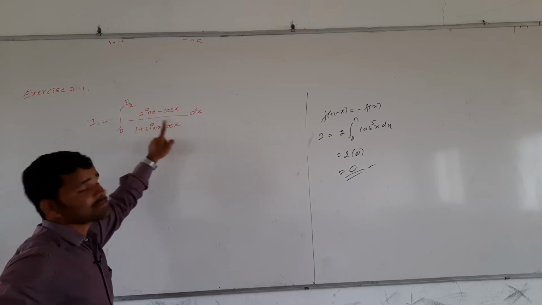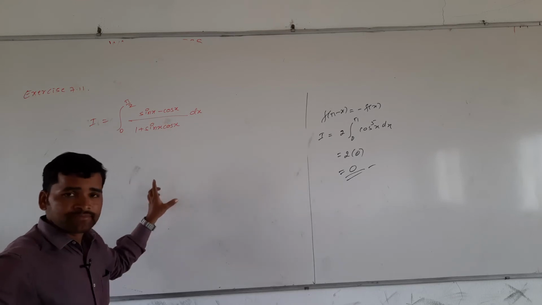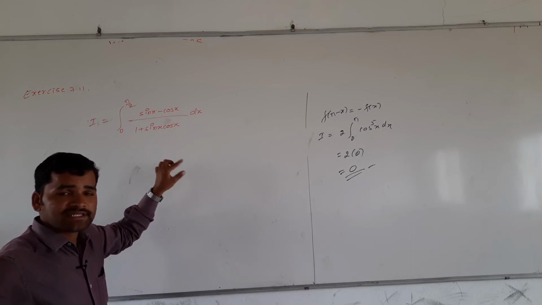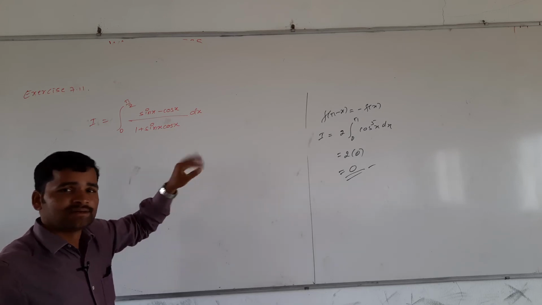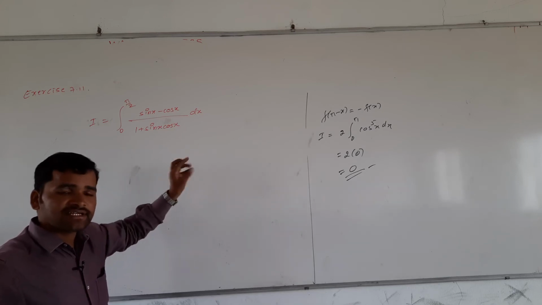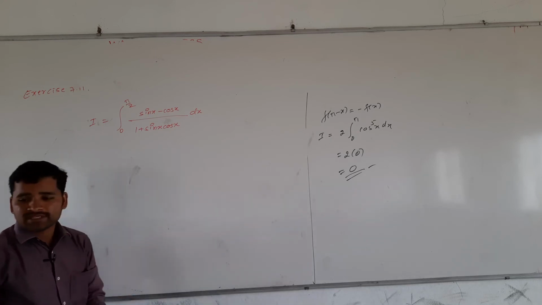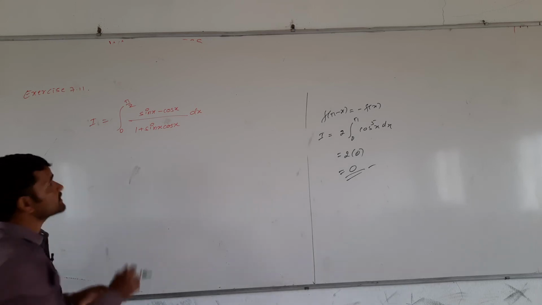Here it is sin x minus cos x. If we add these two, the denominators will be the same. The numerators are sin x minus cos x plus cos x minus sin x. Both cancel out, giving 0. Integration of 0 is 0. So the answer is 0.